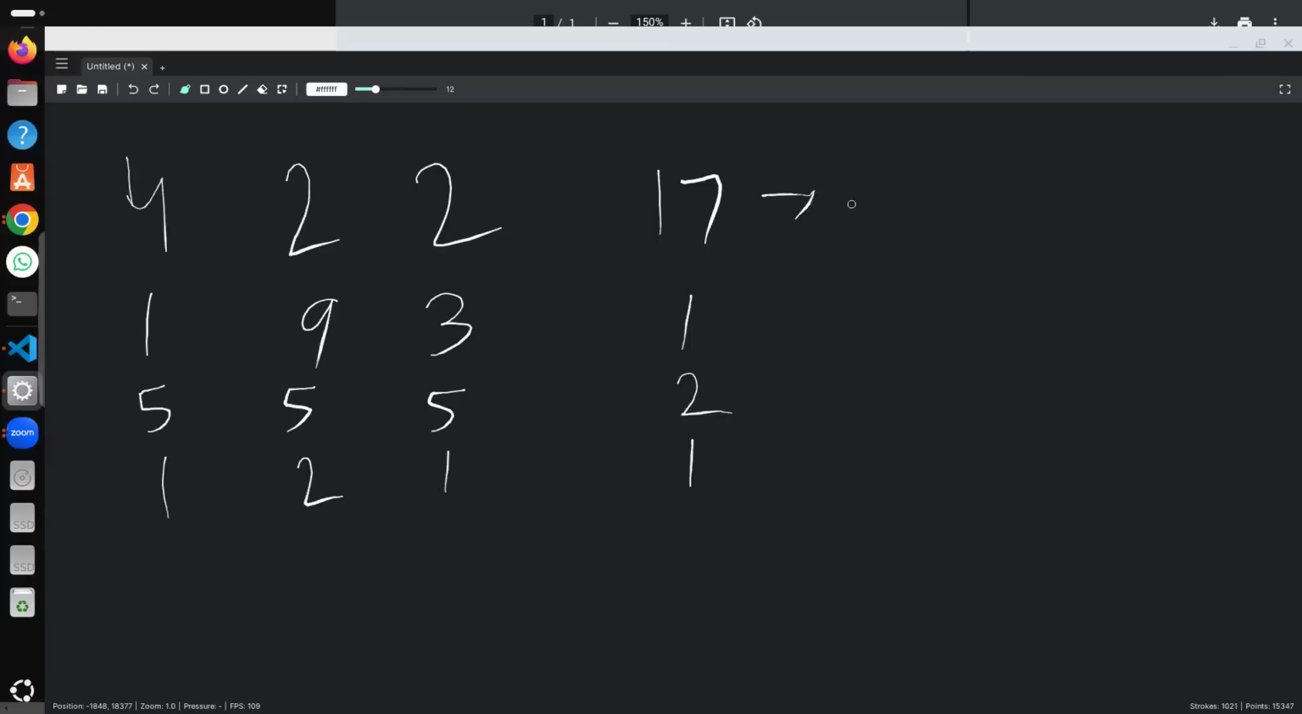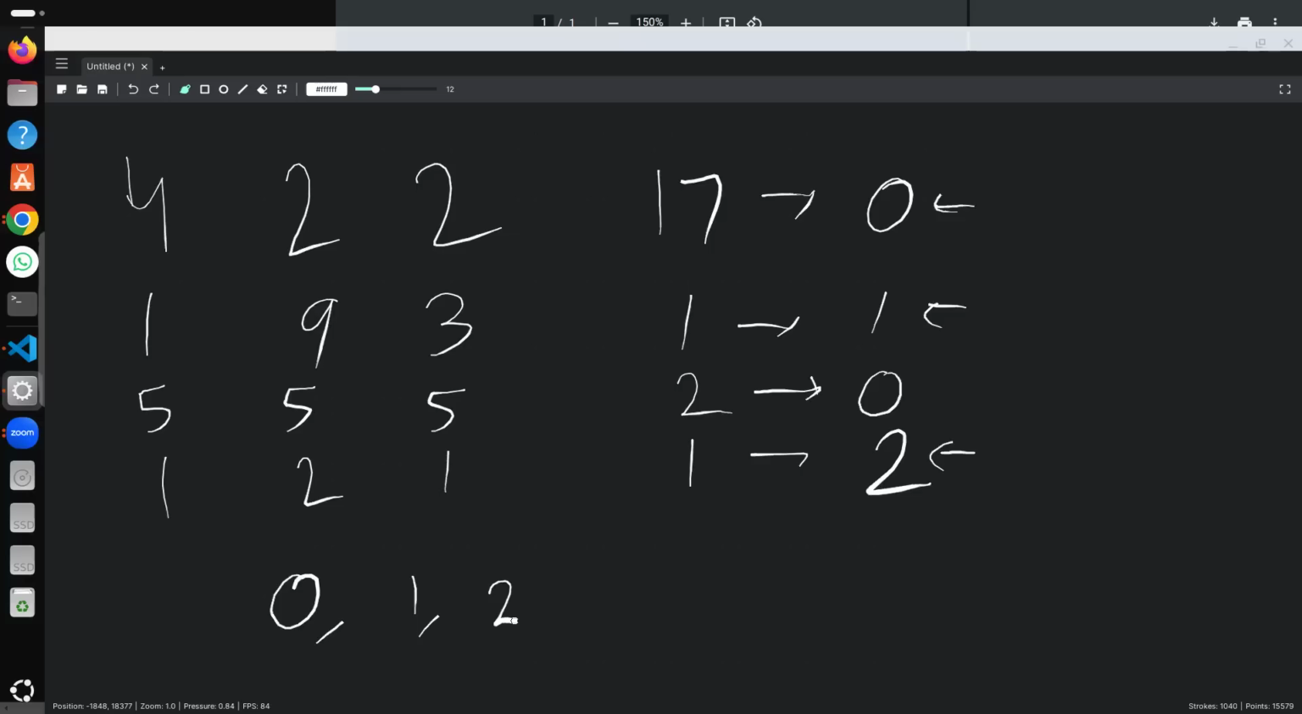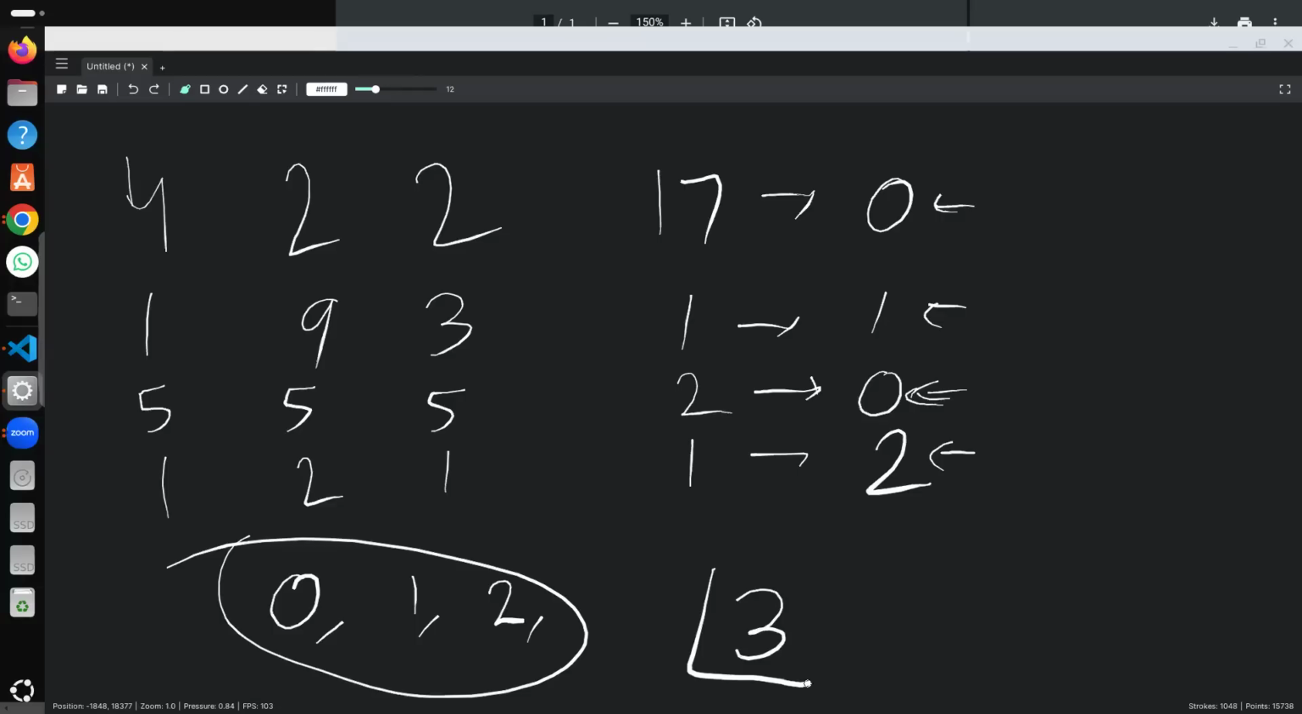Like in this row, there are zero trailing ones. In this row, there's only one trailing one. In this row, there are 0 trailing ones, and in this row, there are 2 trailing ones. So basically, from this row, we can take a 0. From this row, we can take a 1. From this row, we can take a 2. And from this row, we cannot take 3. Like we cannot make 3. So we can only make 0, 1, 2. So the answer is 3.